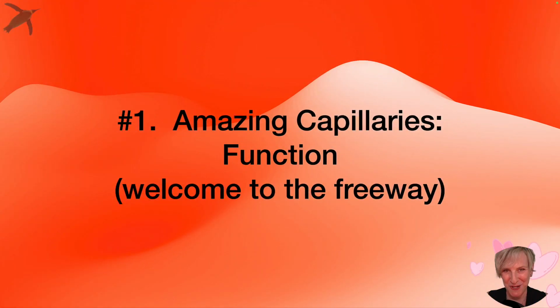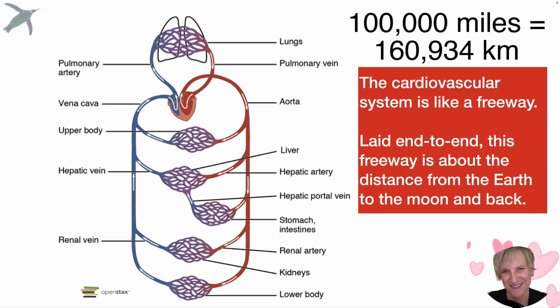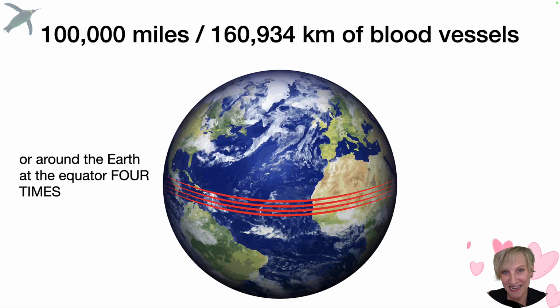Here we go. First of all, I want to welcome you to the freeway, right? The cardiovascular system really is like a freeway. In fact, if you took all the vessels and laid them end to end, it would be about 100,000 miles. Distance to the moon and back, or the distance around the Earth 4 times. That is an insane amount of tubes.